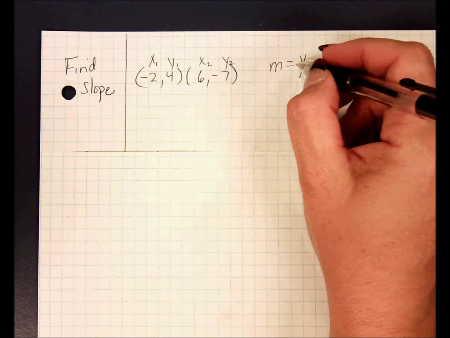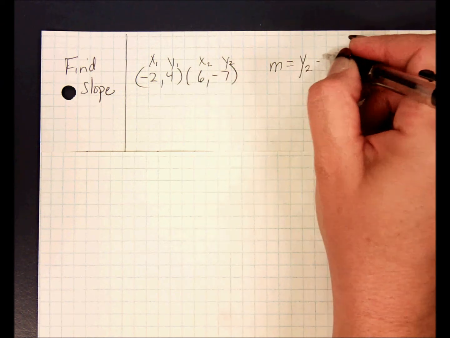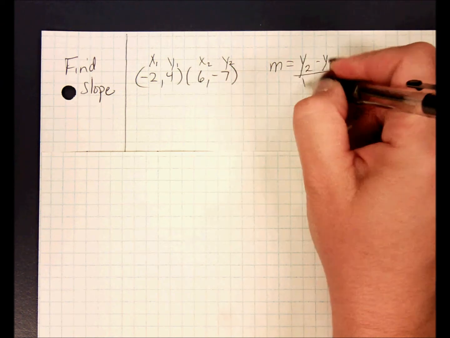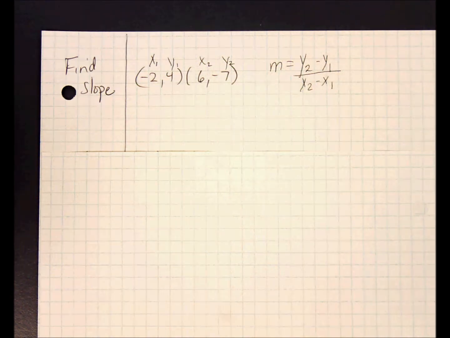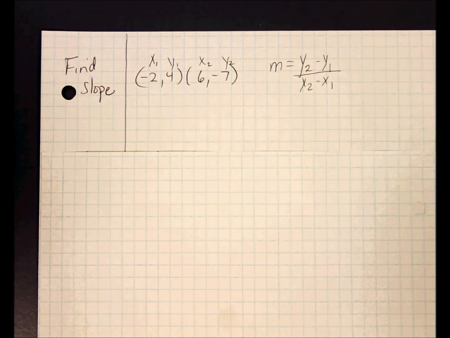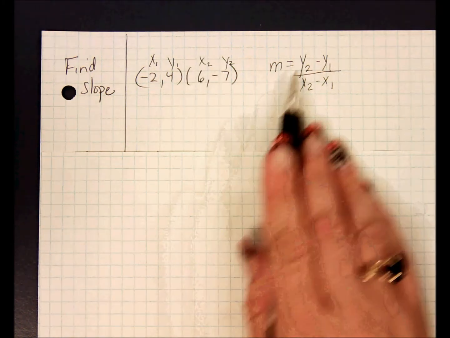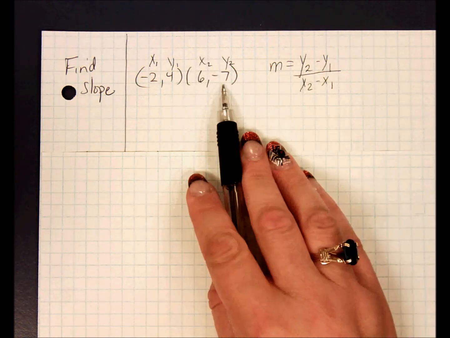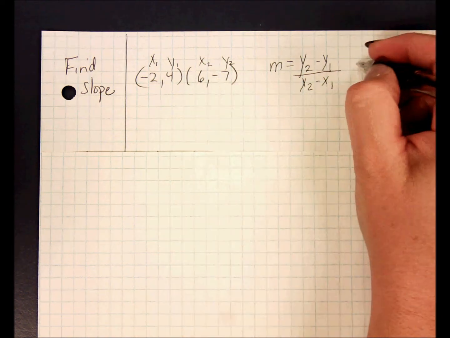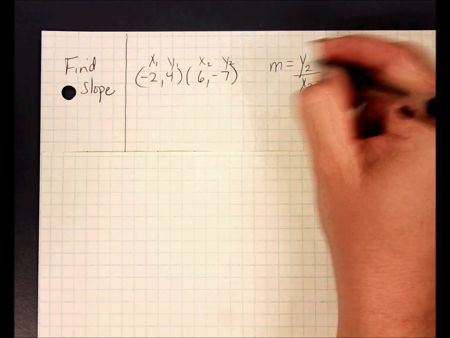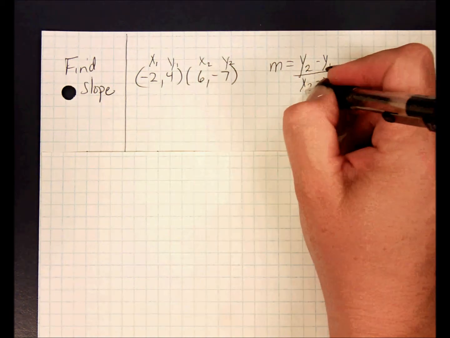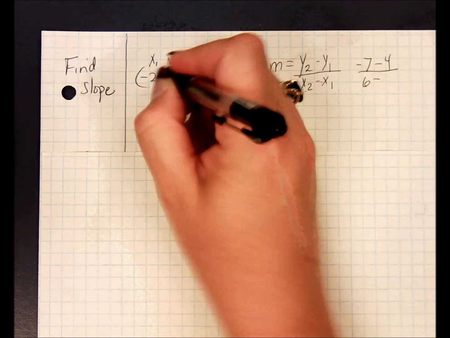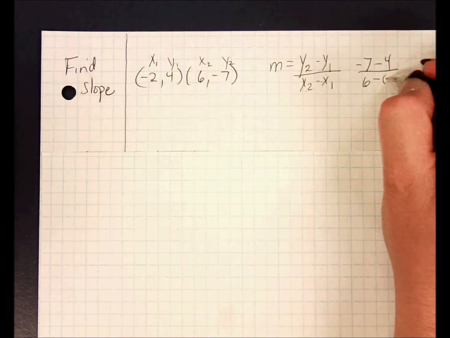Slope equals y2 minus y1 over x2 minus x1. So now all I'm going to do is substitute. Here's y2. y2 is negative 7 minus y1. There's y1, it's 4. x2 right here, 6. x1 right here, negative 2.